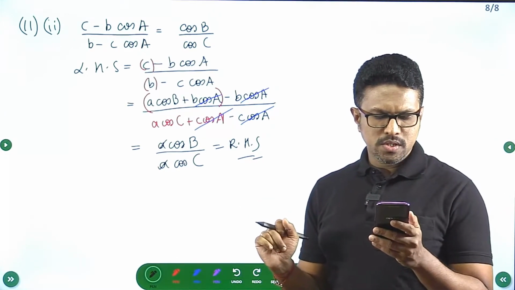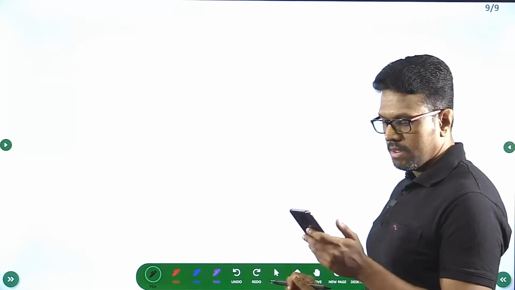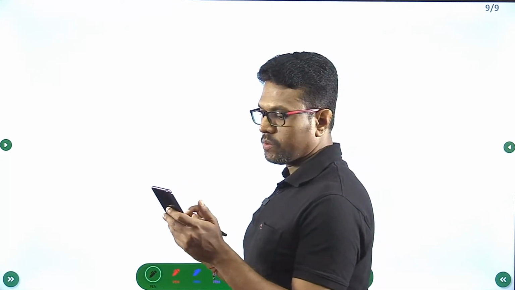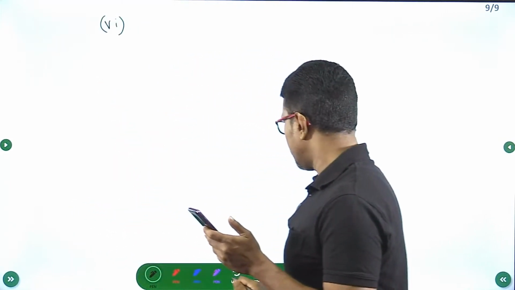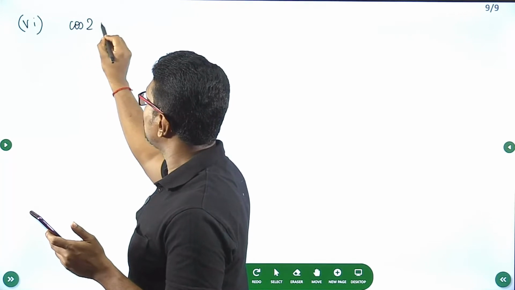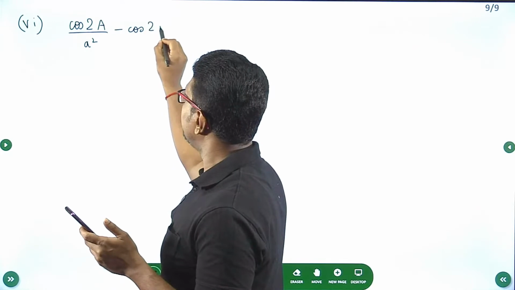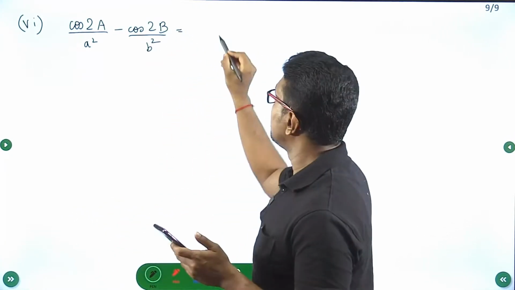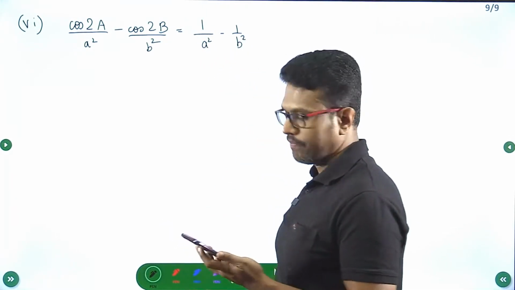One more question which is slightly a different one. Okay. Is question number 11 का ही. The sixth one. The sixth question. So we have the question cos 2a upon a square minus cos 2b upon b square equal to, we have to prove this is 1 upon a square minus 1 upon b square.